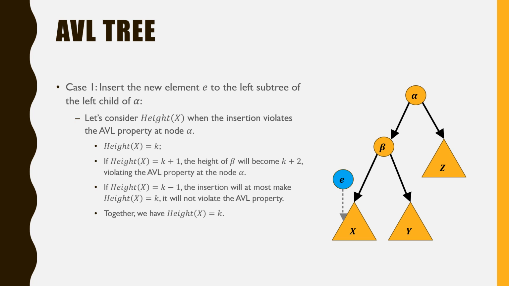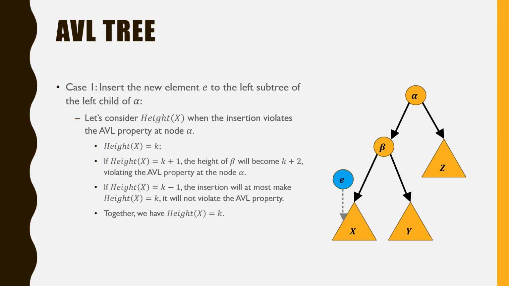If x has a height of k plus 1, the height of alpha's left subtree becomes k plus 2. Since the height of alpha's right subtree, z, is k, the difference in the heights of alpha's two subtrees becomes 2, violating the AVL property. This contradicts the fact that the tree is a valid AVL tree before insertion.